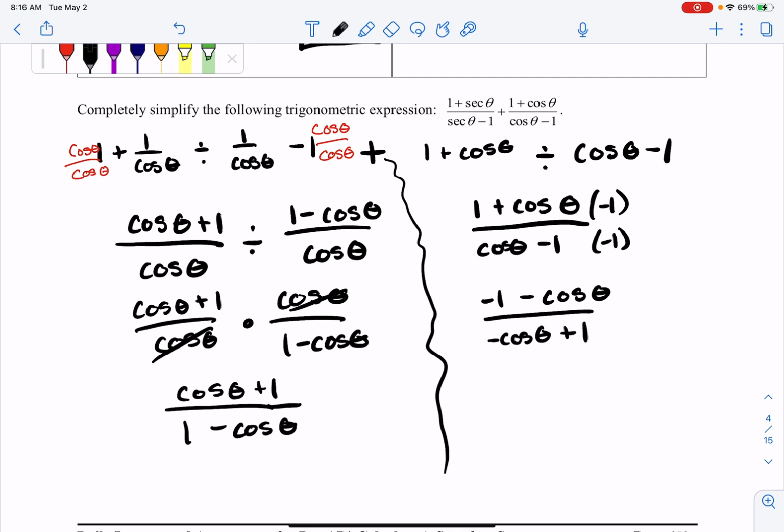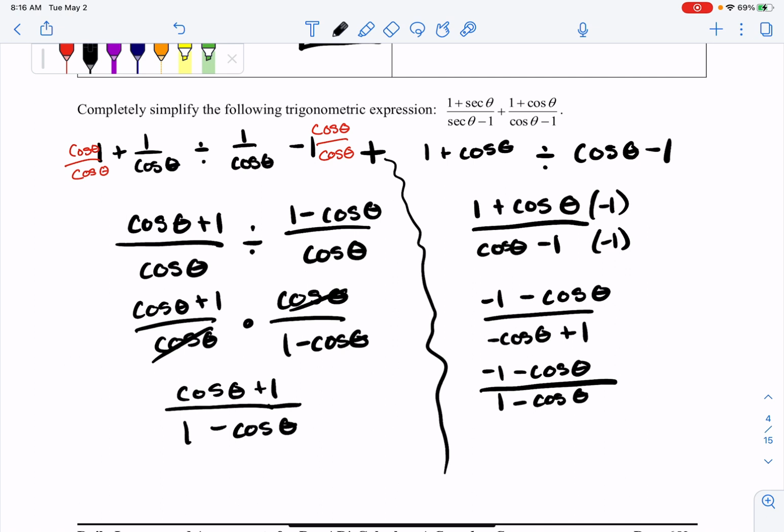Okay, and now I want to rearrange these so that it looks the same, so that we have the 1 and the cosine in the same spot, right? So if I leave negative 1 minus cosine theta on the top, I just want to rearrange this so that it's 1 minus cosine theta on the bottom. See how that works there? All right, well, let's tackle that with the left-hand side still.